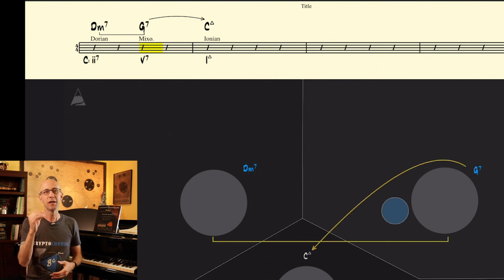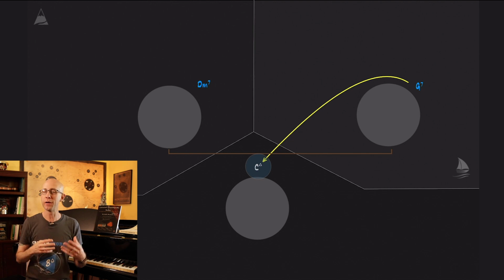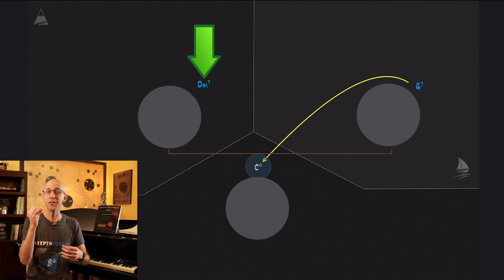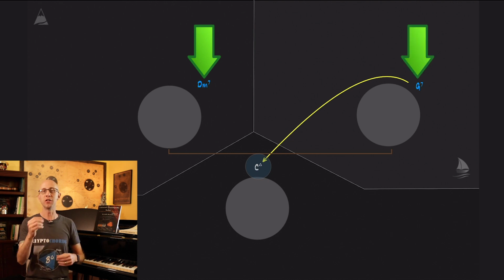So now, instead of just having a dominant to tonic path, we have a subdominant to dominant to tonic path, which offers a better defined picture of the tonal map. This D minor 7 is said to be the related 2 of the G7.